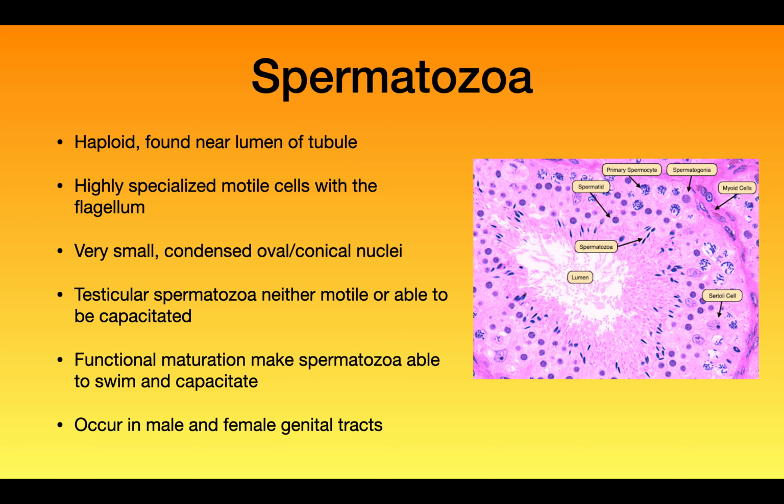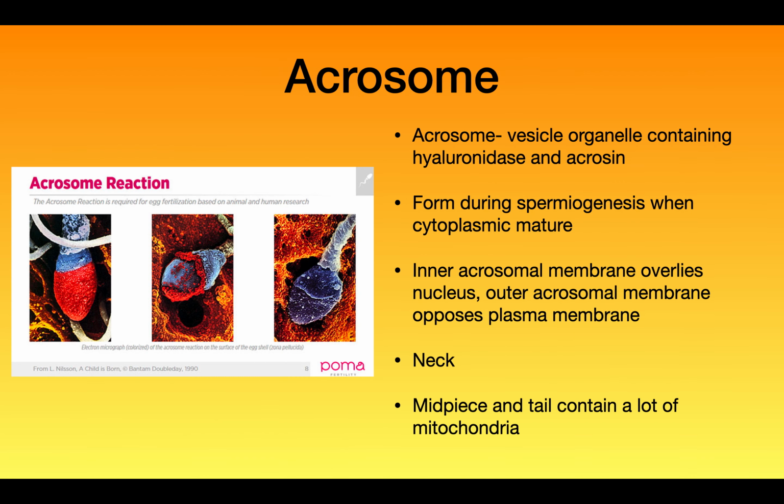Okay, finally, down to the spermatozoa. Those are going to be haploid, and these are motile now, and there are two different types. The testicular spermatozoa aren't quite mature yet. They can't swim, and they can't be capacitated yet. Once they are matured, they can swim and they can capacitate, and that usually occurs in both male and female genital tracts. So the sperm can mature while still swimming through the urethra during ejaculation, and in the vagina when it's deposited.